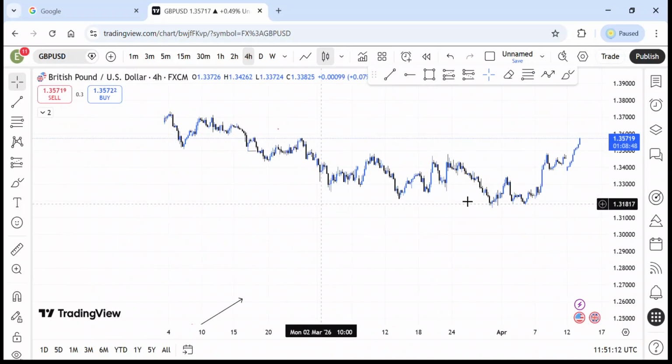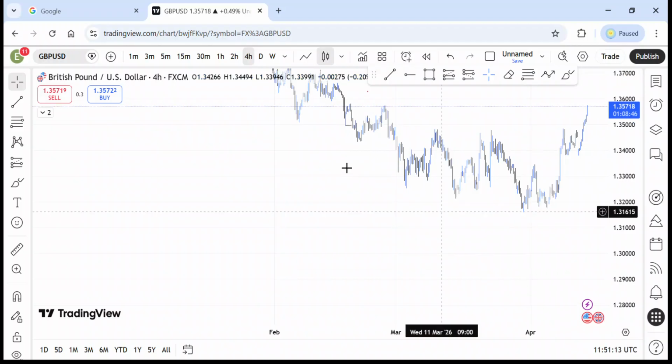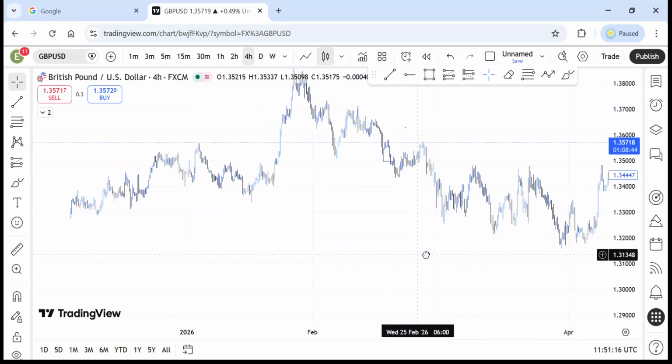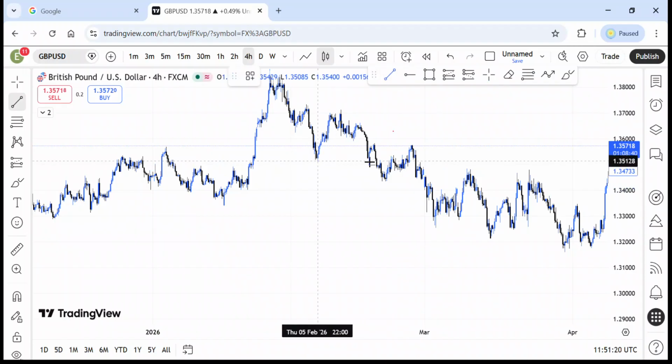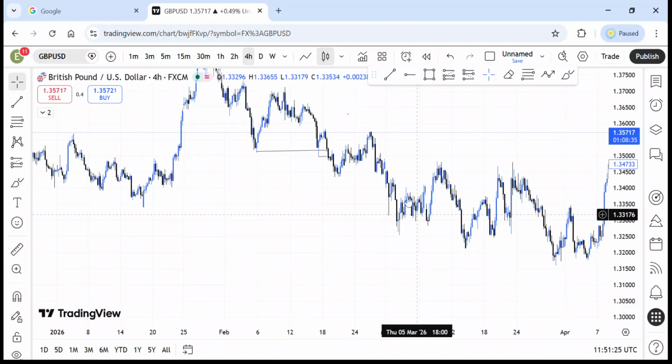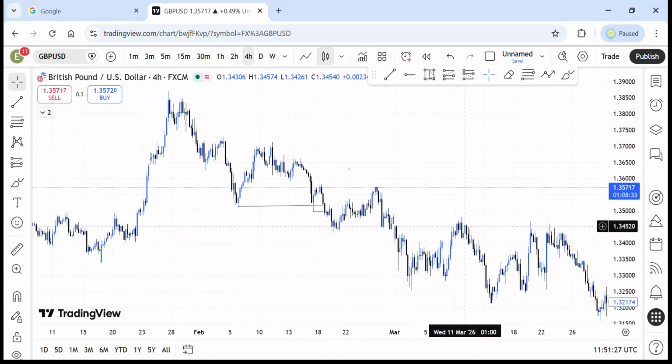Okay, let's go to 4 hours. Let's be using our 4 hours for directional bias. I can see a breakout here to the downside, but market is not coming back.